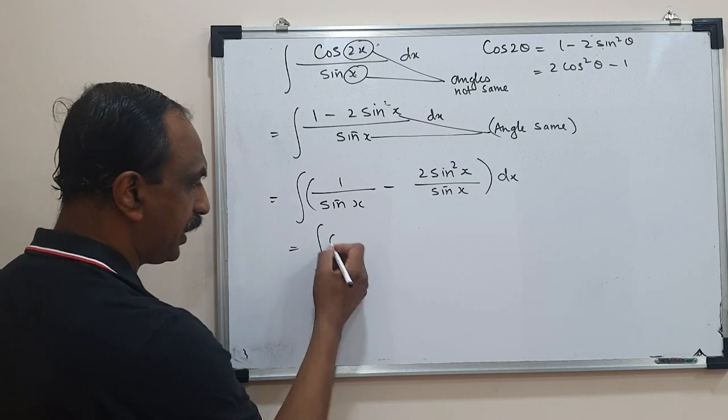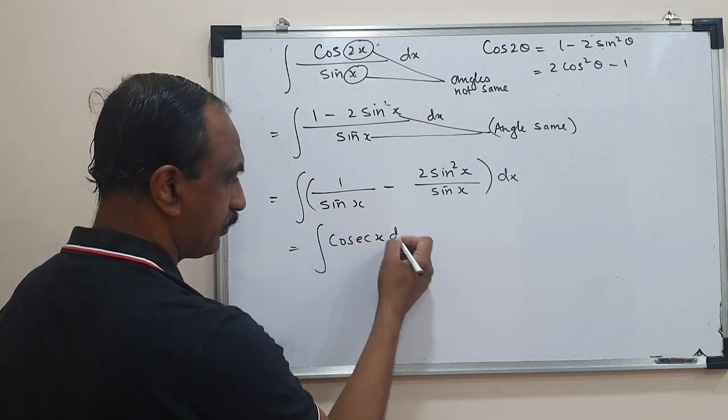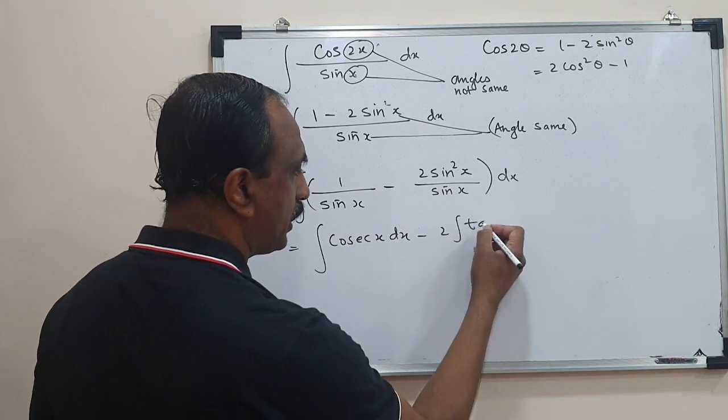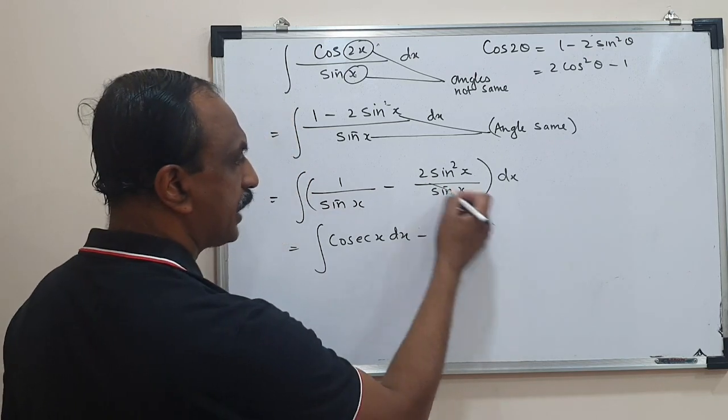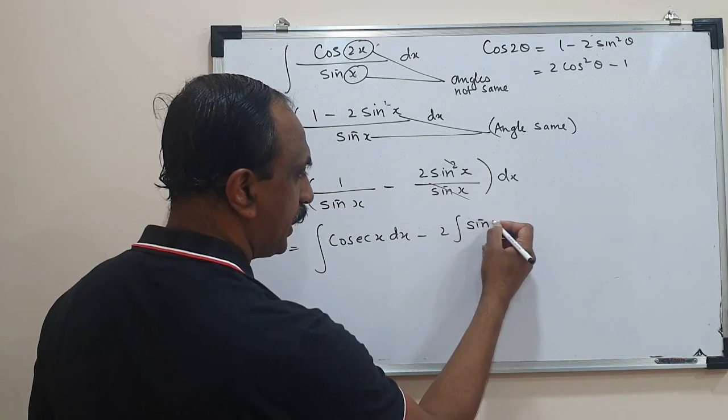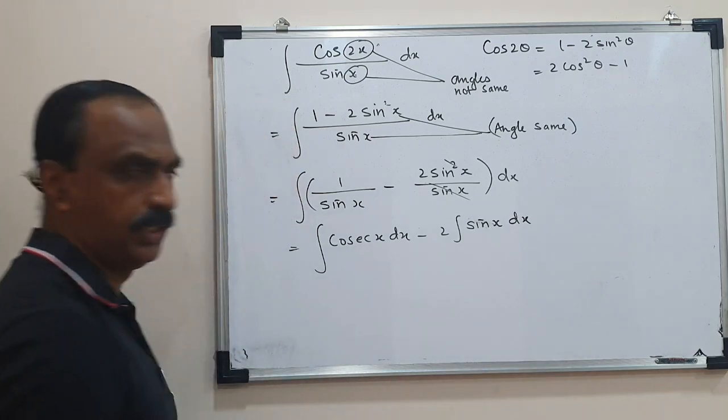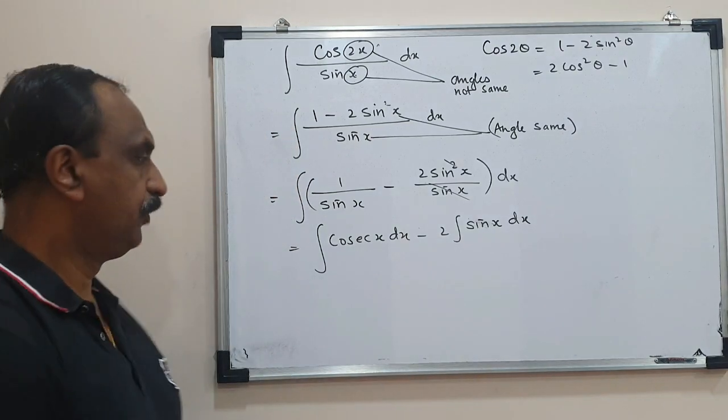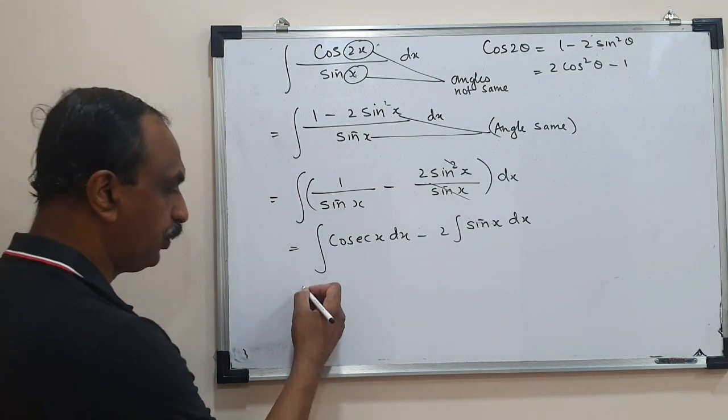That became integral cosec x dx, minus 2 integral sin x dx. One sin will get cancelled, so sin x dx. Now both of the formulae we know. We don't want to write a very big formula, so what I'm going to do, you can write in two ways.